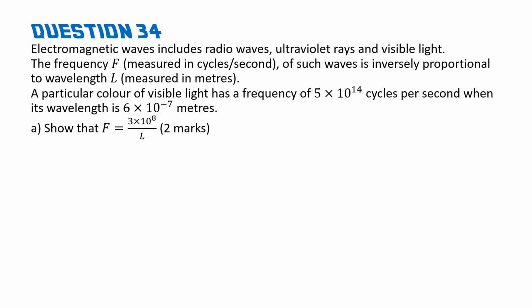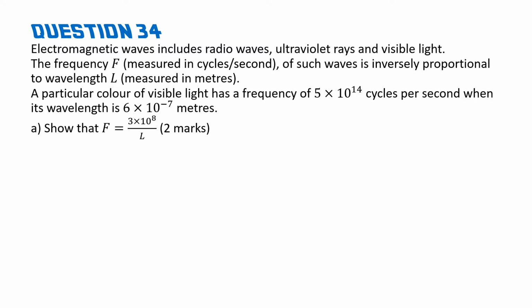Question 34. Electromagnetic waves include radio waves, ultraviolet rays, and visible light. The frequency f, measured in cycles per second, of such waves is inversely proportional to the wavelength L, measured in meters. So what that inverse proportion means is that as one gets bigger, the other is going to get smaller, right? As one gets smaller, the other gets bigger.